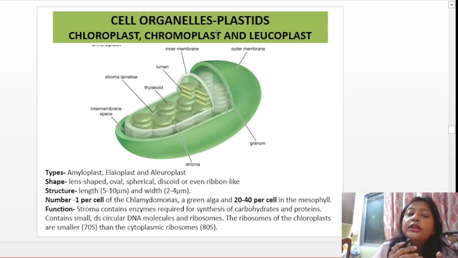When chlorophyll is present, which results in the formation of green color, it is known as the chloroplast. And when there is no pigment, neither green, red, nor orange, it's known as the leucoplast, the colorless plastid. So chloroplast, chromoplast, and leucoplast. Now again, leucoplast has three types: amyloplast, elaioplast, and aleuroplast.